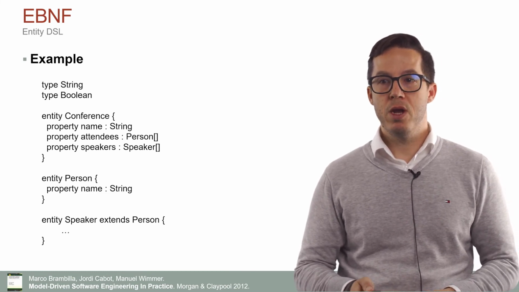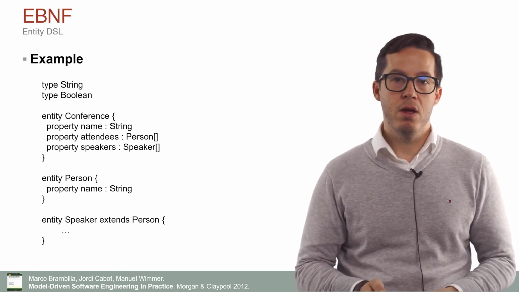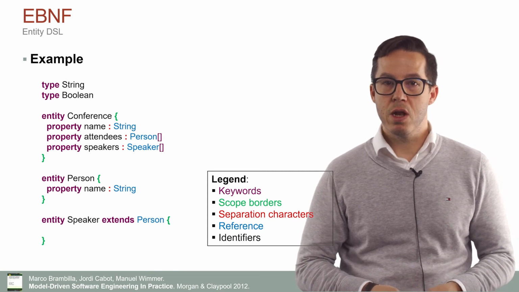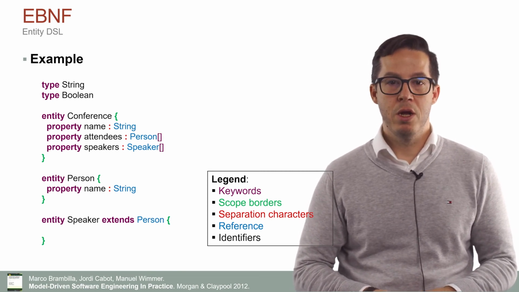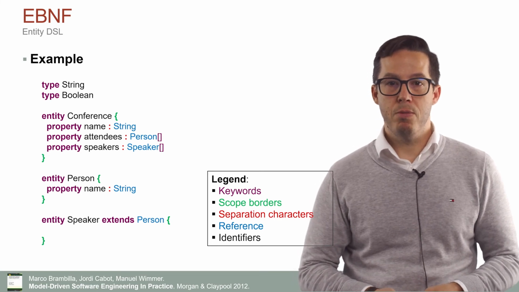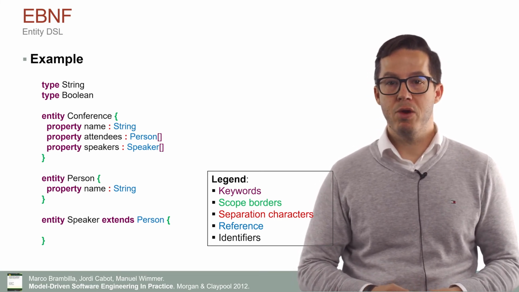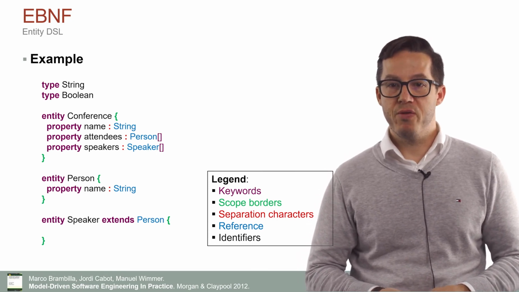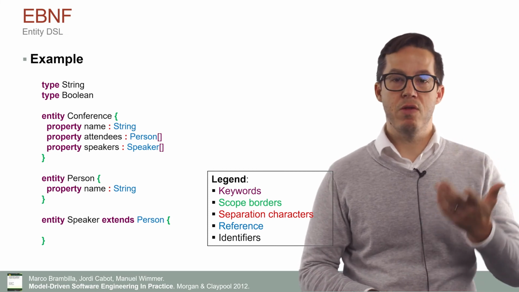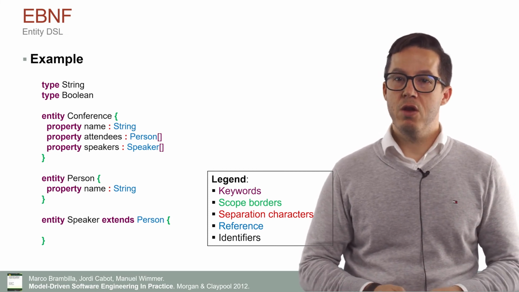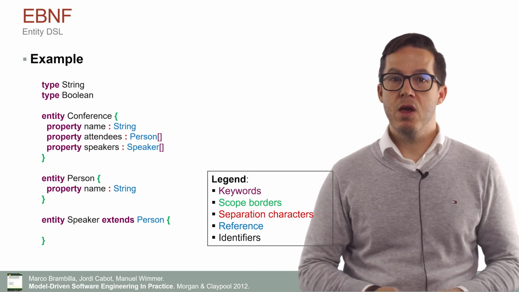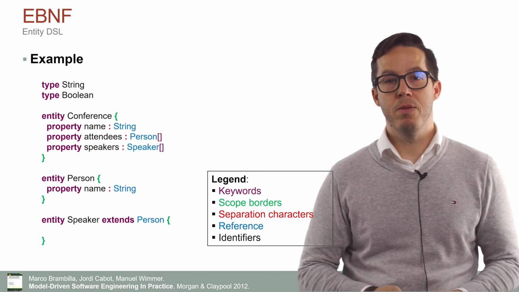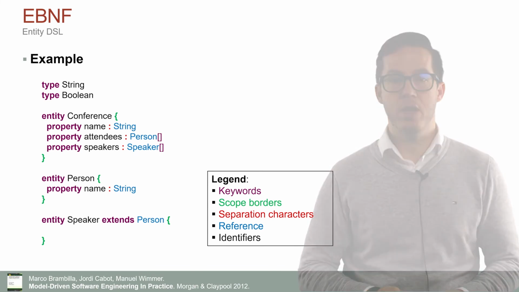And if we now try to classify the different elements that we see here, we can see that we have some keywords like type, entity, property, and extends. We have some scope borders delimited by the brackets. We have separation characters by means of the double point. We have references and we have identifiers. So this is the first level of classification. And then we can use this classification and see how we can define an EBNF grammar that would allow us to describe such an example.